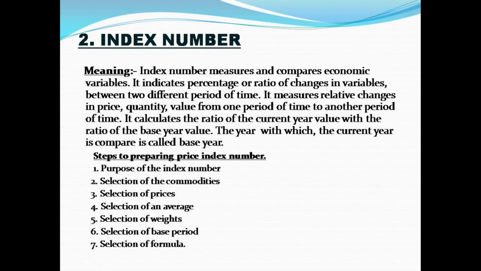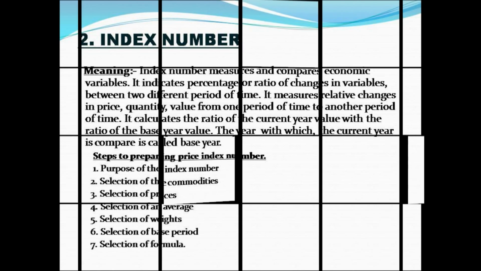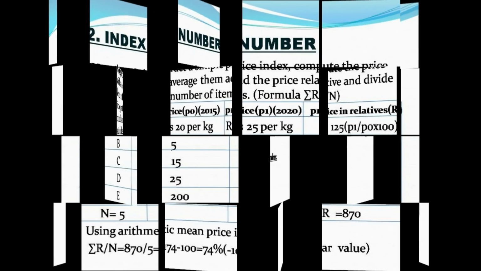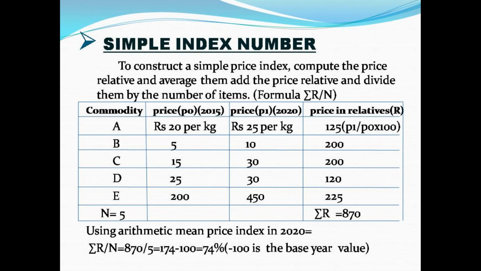Last one, selection of formula. A number of formulas have been devised to construct an index number, but the selection of an appropriate formula depends upon the availability of data and the purpose of the index number. No single formula may be used for all types of index number. Next concept is simple index number.